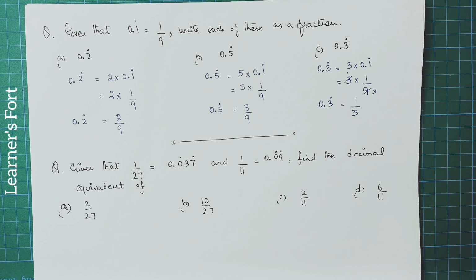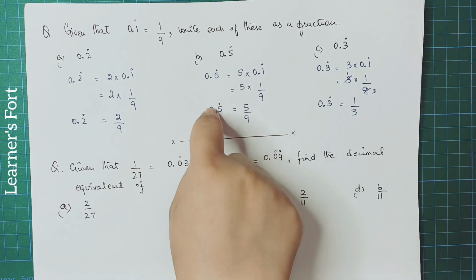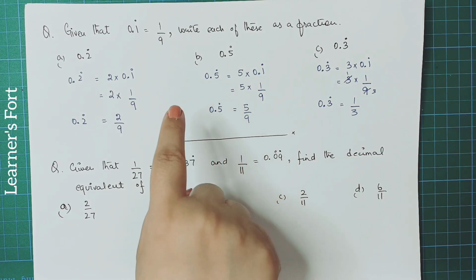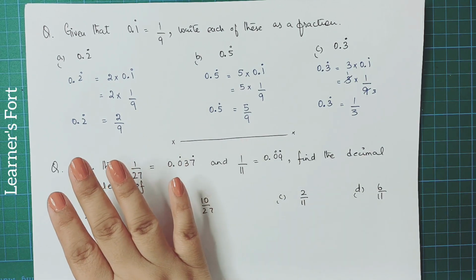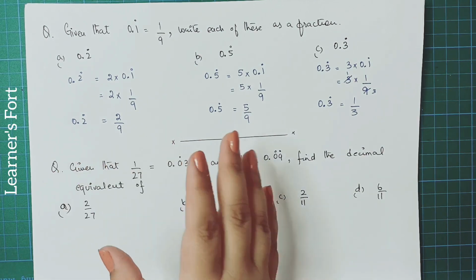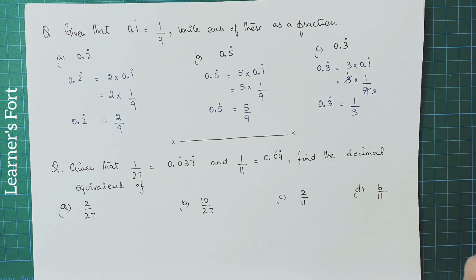Given that 1 upon 27 is equal to 0.037 and 1 upon 11 is equal to 0.09, these both are recurring decimals. Find the decimal equivalent of 2 upon 27, 10 upon 27, 2 upon 11 and 6 upon 11. Now this is very much similar to the one that we solved before, but the condition has been reversed. First we were given the decimal and we were supposed to find out the fraction. Now we are given the fraction.